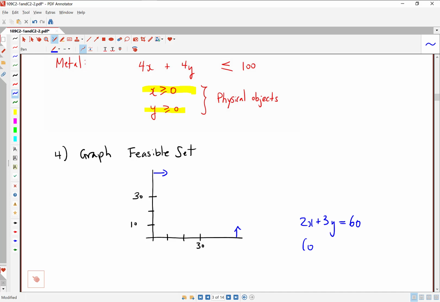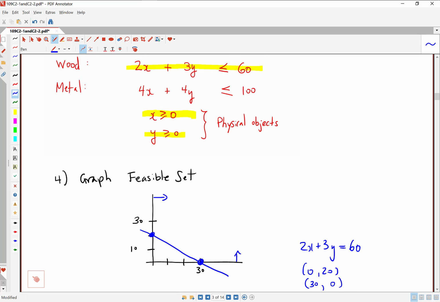So if we set x equal to 0, that forces y to be 20. And if we force y equals 0, that forces x to be 30. Okay, so 30 comma 0 is here, 0 comma 20 is there, and so we're getting a line that looks like that. Okay, now we just need to test any point. Let's say we test 0, 0 in this inequality here.